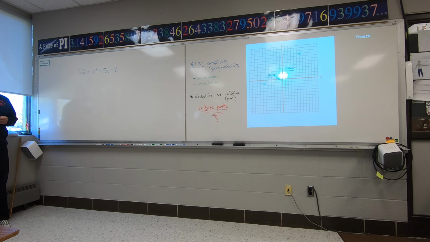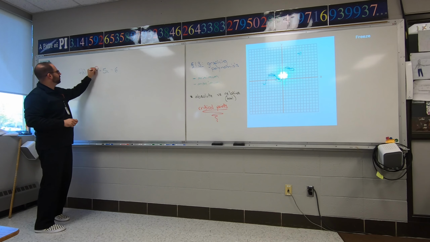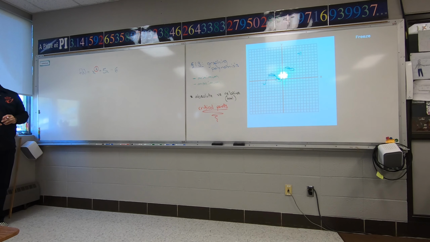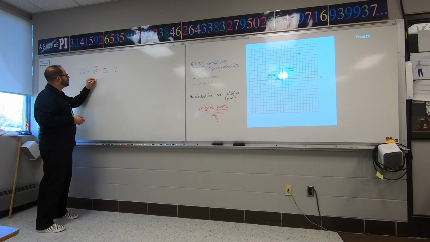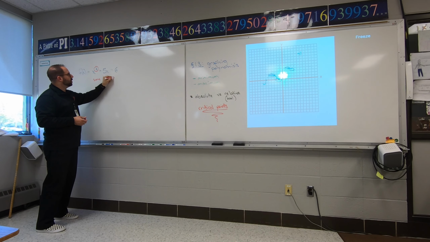End behaviors. Where the tails go. The outside tails, not the middle stuff, the outside tails on my graph. This one, what do you think? So our highest degree is 2. That is a critical thing we have to look at. So what does that tell me? It's even, so the tails are going the same direction. Same direction. So for the end behavior, the tails go the same direction. They're either both going up or both going down on my graph.